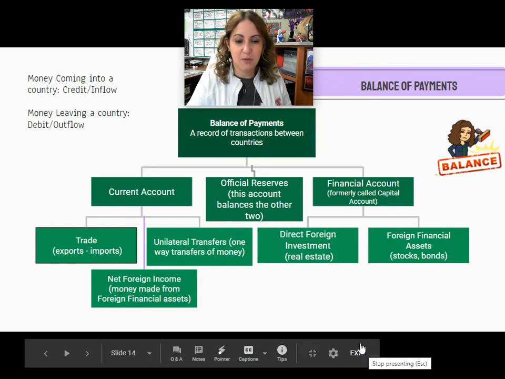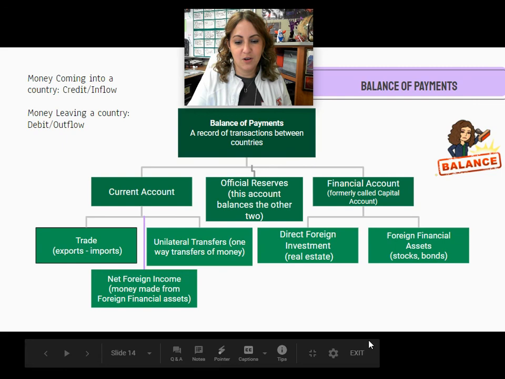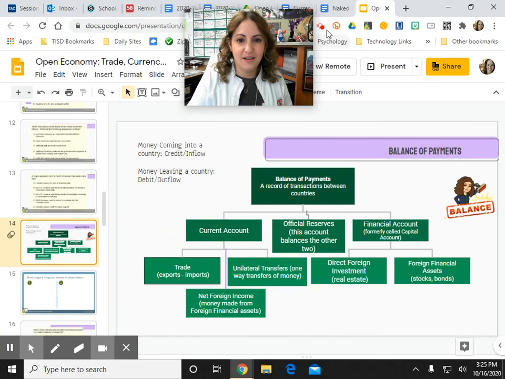That's the balance of payments. Not too bad. You just gotta know which account goes where, and that is it for today.